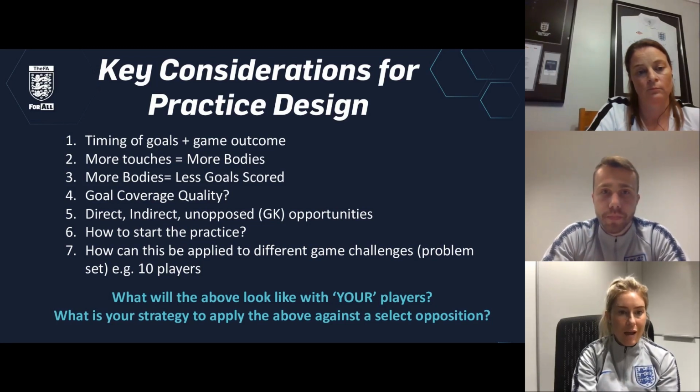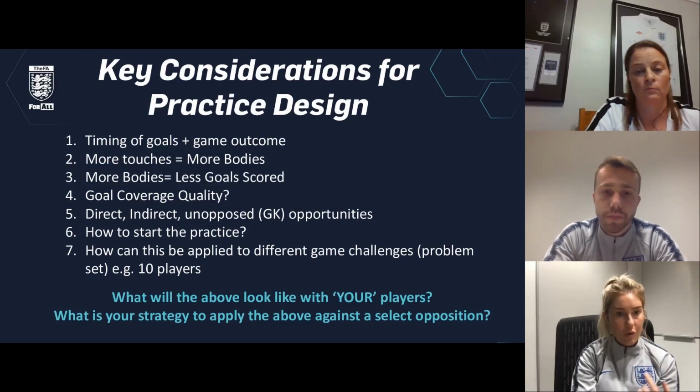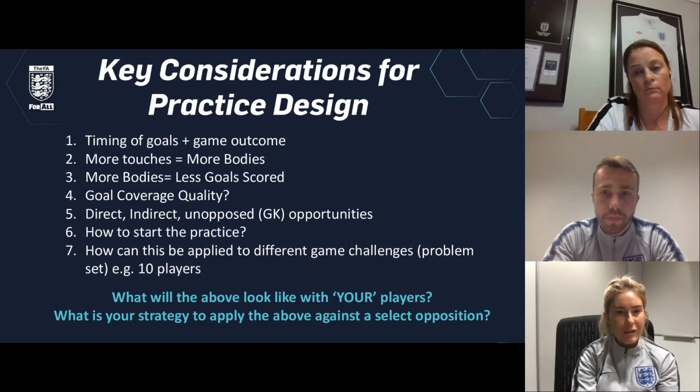When we speak about direct and indirect and unopposed opportunities for players on the ball, but also defenders, how could we start the practice? Exactly how Claire alluded to with that slide: do we start practices from throw-ins enough? Do we start practices from transitions enough? What does all the above look like when we start a practice like that? And how can we apply it to different game challenges and different problems? How can we set the players problems and challenges to overcome? Do we throw in different things enough?